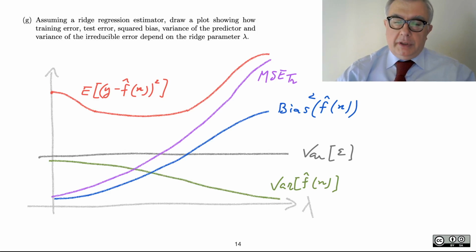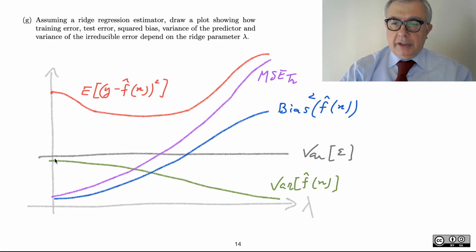Now we have the final question, question G. Let's assume a ridge regression estimator, and we are asked to draw a plot that shows how the training error, the test error, the squared bias, the variance of the predictor, and the variance of the reducible error depend on the ridge parameter lambda. First of all, the reducible error, of course, by definition does not depend on lambda, so it is constant. Then we have the variance, for instance, of the estimator.